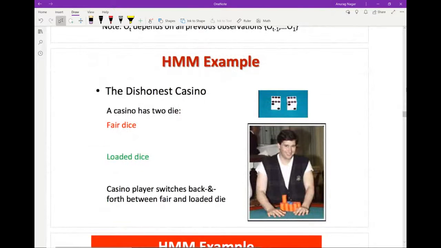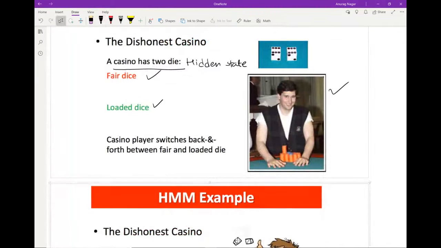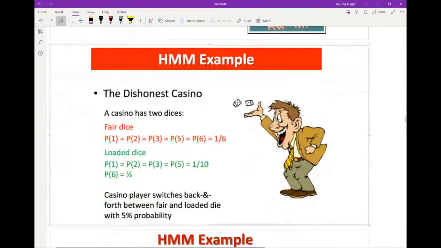Suppose a casino has two types of dice, and there is a casino player playing, and there are two hidden states. This is called hidden state. It has two hidden states, fair dice and loaded dice. Hidden state obviously implies that you are not observing, or you cannot see, what the hidden state is. That's obviously what it means. Then there is an observable state. So let's see what the parameters of this casino are. And this is the parameter.